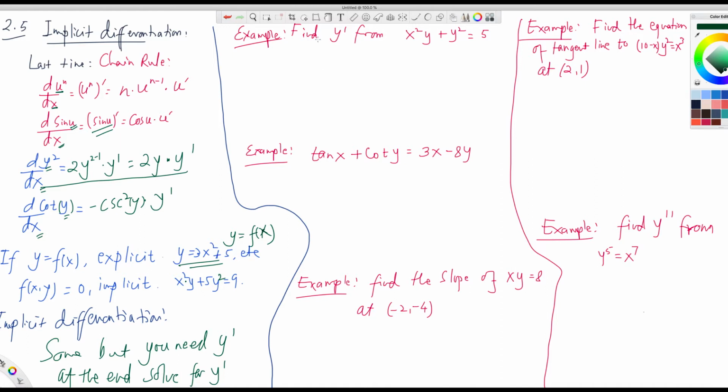Okay, let us look at this example. Find y prime from x squared times y plus y squared equals 5. So what do I do?